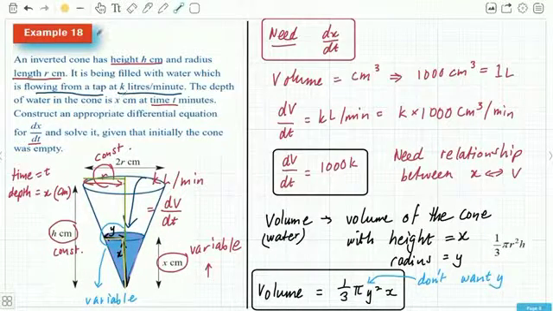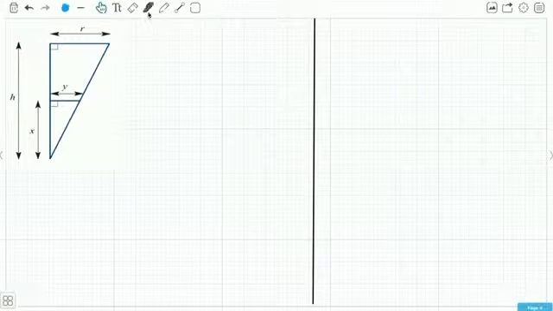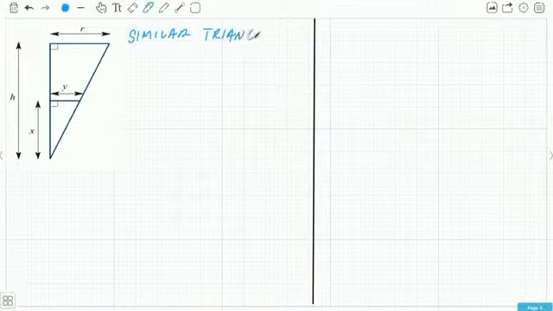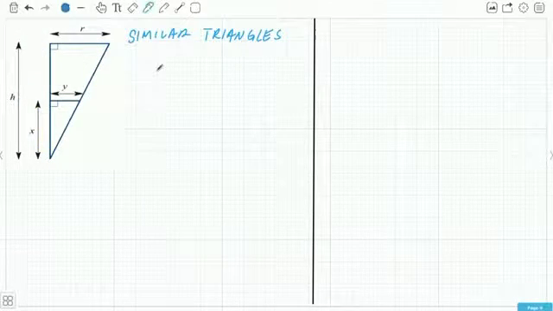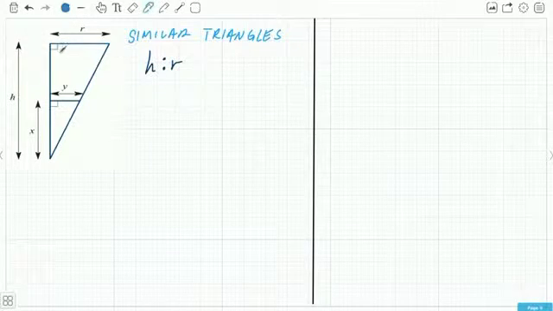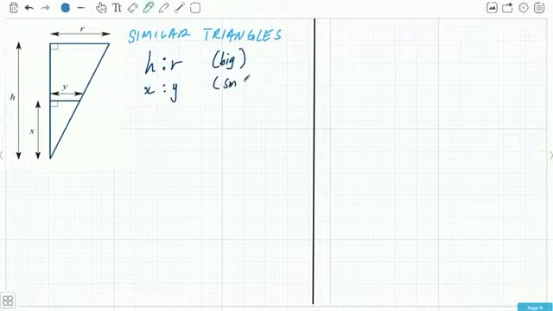So you've effectively got two triangles here, and the cool thing about these triangles is that they are similar triangles. So if we have a look, this is a representation of what's going on. We've got our big triangle and our little triangle. These are both similar triangles, and when we're dealing with similar triangles, they're in proportion to one another. So if we think about the big triangle, we've got the height h is to the side length r as x is to y in the smaller triangle. So that's your big triangle, this is your small triangle.